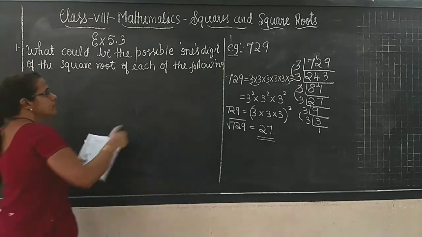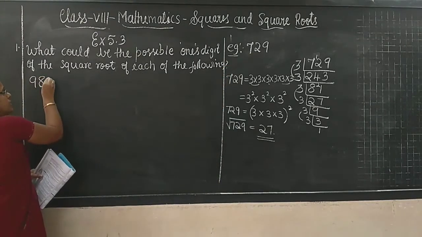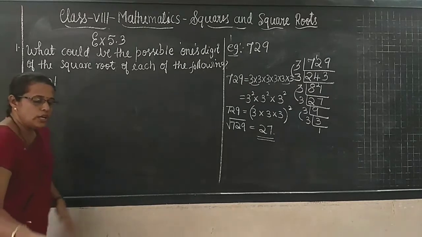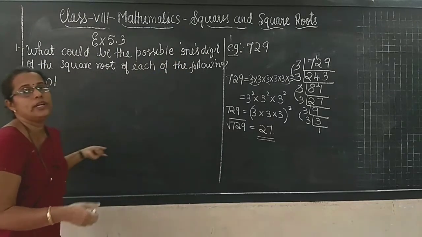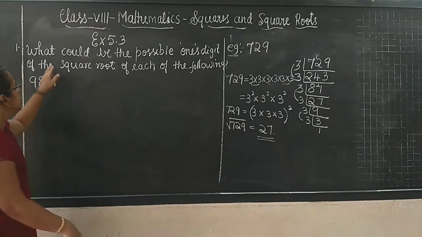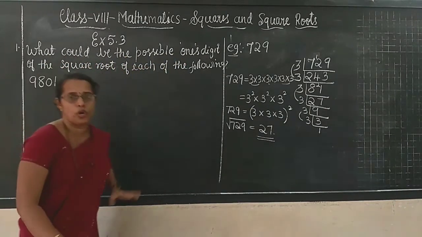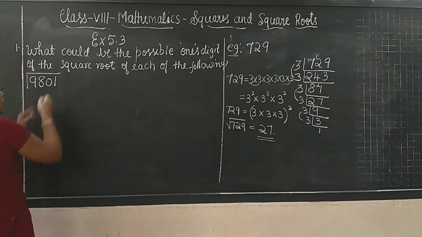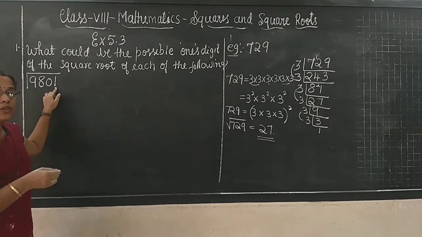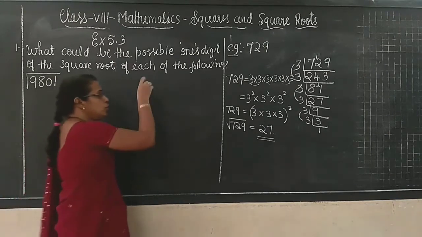Now see here. Here the first number is 9801. So what would be the possible ones digit? I explained it in the note before. Yes, children. See here, what would be the possible ones digit of the square root of each of the following? So it's a square root. This is the square number. Inside, 1 is there. Okay, children. So then, what would be the possible unit digit in its square root? To understand, we should know that table.